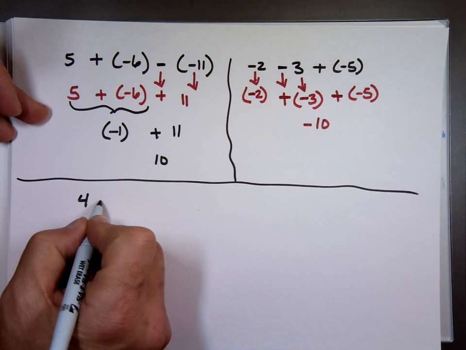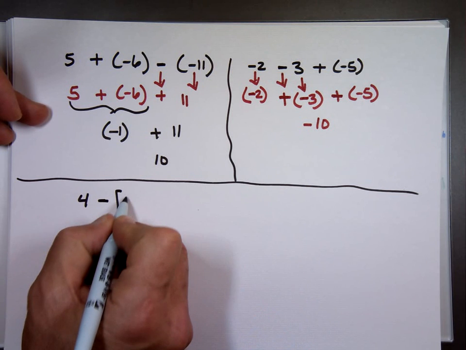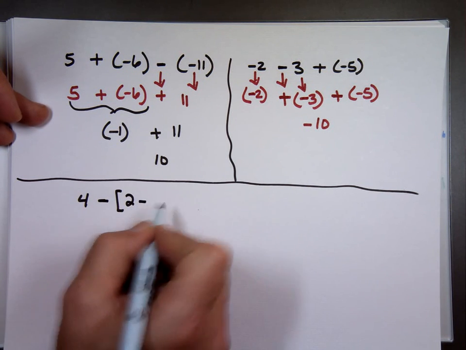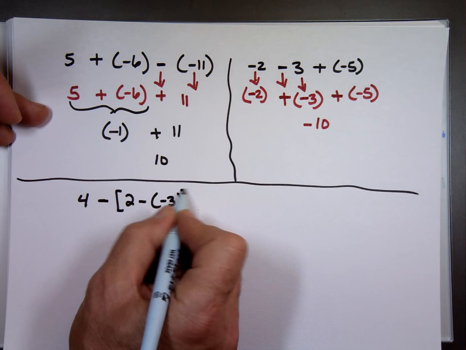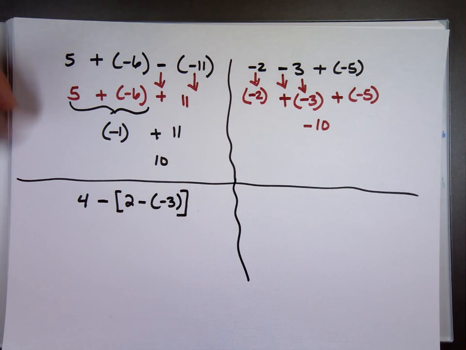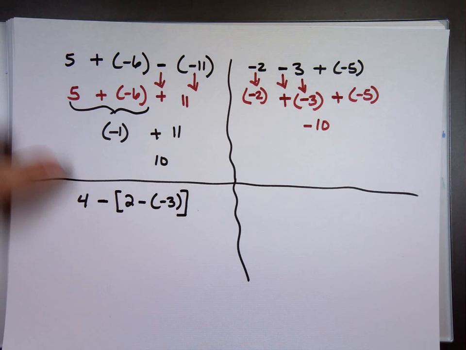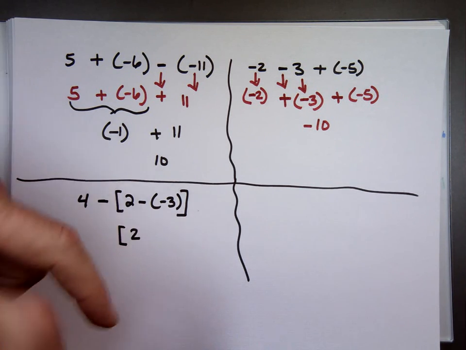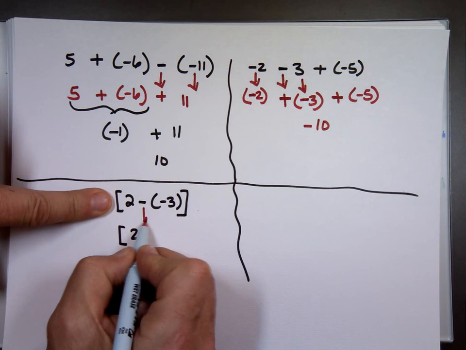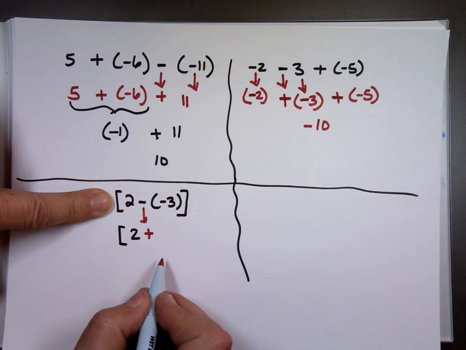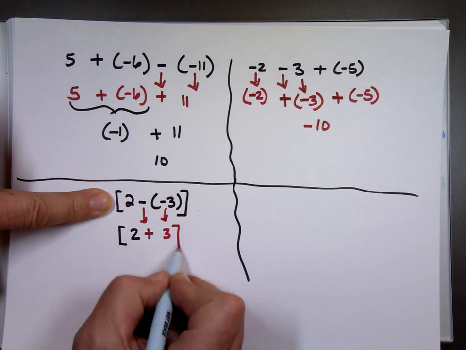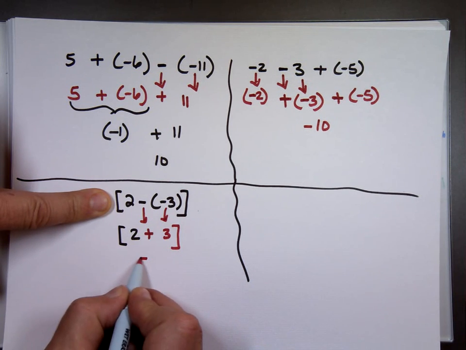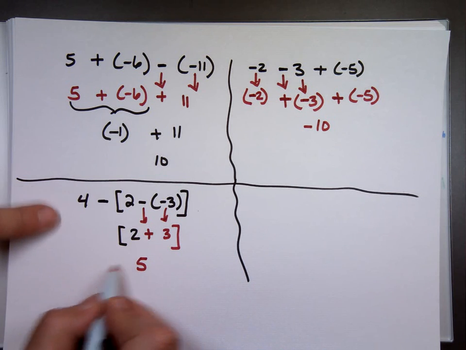4 minus 2 minus a negative 3. Now, if you remember the order of operations, you're going to do what? What's inside the parentheses first. Remember that? So let's not pay attention to that 4 in the front. This becomes what? 2. And what are we going to do with that minus sign? Change it to addition, and that number becomes what? What's 2 plus 3? 5. Let's bring the rest of the problem. Here's the minus and there's the 4.